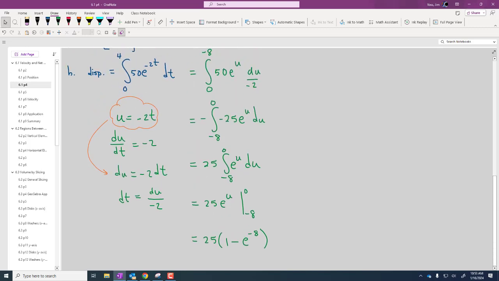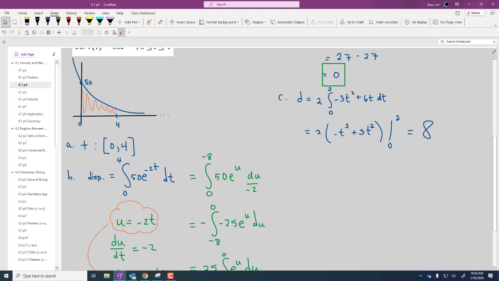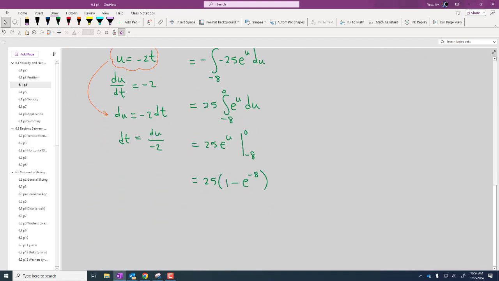So there is whatever we were finding, displacement. There is our displacement. Is that a positive number? Should be. Is it? It is, yeah. How big is e to the -8? Very small. E to the -8 is super small. Because of that negative, this is fractional. So we're subtracting out something that's less than 1. So it will give us positive displacement, which we expected because the velocity is always positive. Okay, so there is our displacement.